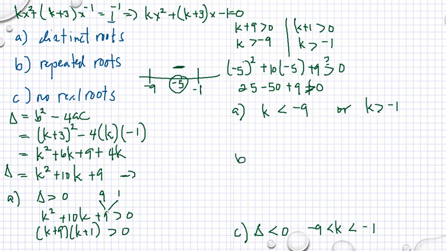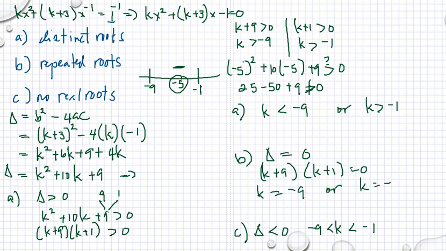if you doubt it. Repeated roots, that means our discriminant is equal to 0. Then we have k plus 9 times k plus 1 is equal to 0. That means we have either k is equal to negative 9 or k is equal to negative 1.